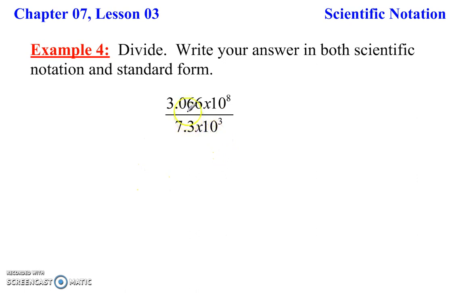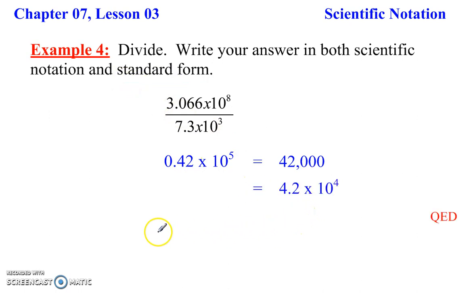Okay, and then to divide, I'm going to divide these two numbers right here again. Divide these the way you usually would. Okay, so that's 0.42, and then I'm going to divide the powers of 10, so I can cancel out. 8 minus 3 gives me 10 to the 5th power, and write it in standard form. So now I'm going to move that decimal 5 times. And there you go, written in standard form, written in scientific notation.